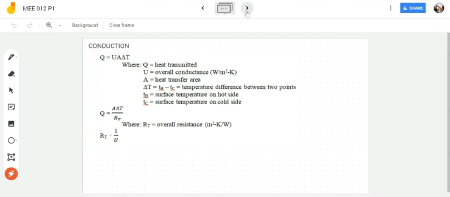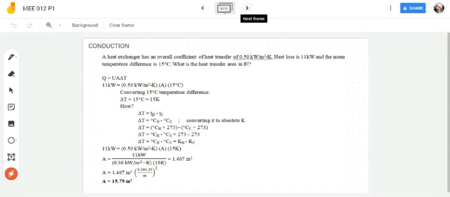And then let's have an example for this. We have here a heat exchanger that has an overall coefficient of heat transfer of 0.5 kilowatt per meter squared Kelvin. The heat loss is 11 kilowatt and the mean temperature difference is 15 degrees Celsius. So what will be the heat transfer area in feet squared? Right now we are looking for the heat transfer area A.